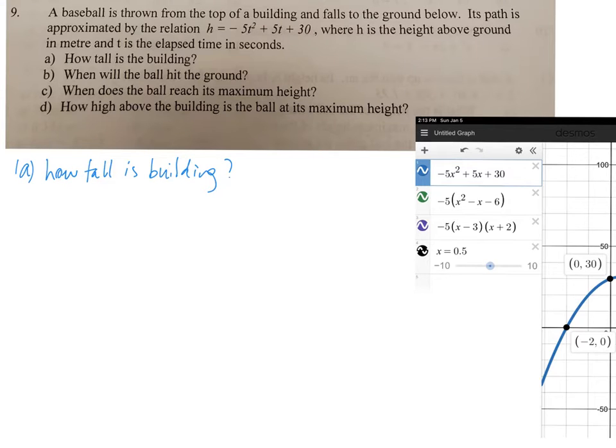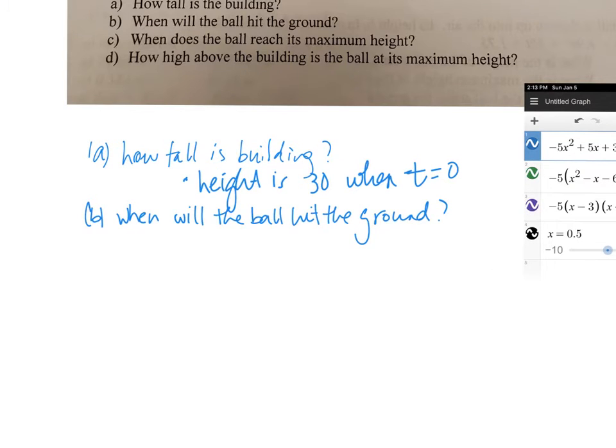Since the ball is released from the building, we put in t equals 0. If we do that, this term goes to 0 and this term goes to 0, so the height will be 30. When will the ball hit the ground?